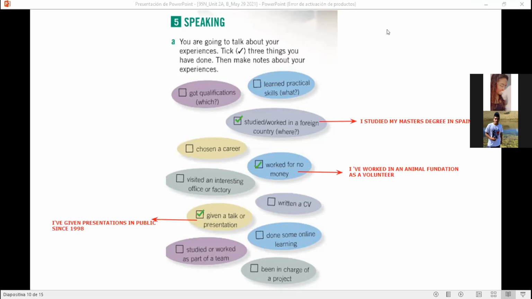Sorry, teacher, can you repeat, please? What do we have to do now? Let's see, choose card, work for no money, being in charge of a project.